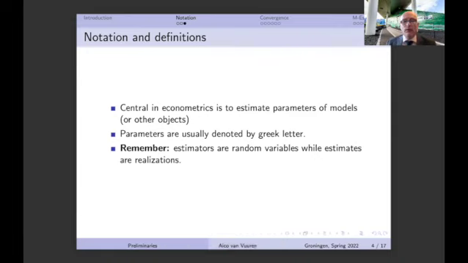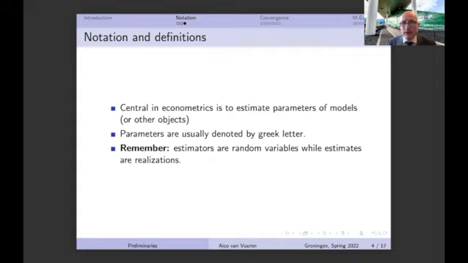I would like to go on with the next topic, and that's the topic of estimation. Central in econometrics, that you know already for a long time, is that we would like to estimate parameters of models. Well, that's not completely true, by the way. You should realize that at the moment that we do not have parameters, that's typically the case when we look at non-parametric econometrics, then at that moment in time, we can of course not estimate parameters if we don't have them. And we typically are going to estimate objects.